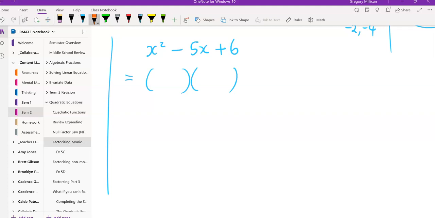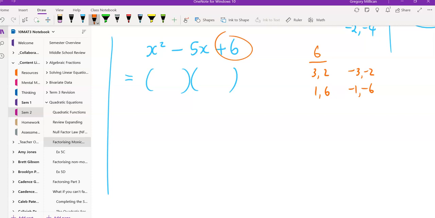So what factors are we looking for here? Factors of what? Positive 6. Okay, we're looking for factors of positive 6. This is the pattern that we discovered. Right? So what are my factors of 6? 3 and 2. What else? What are the other factors of 6? 1 and 6. Okay? But I can also get negative 3 and negative 2 and negative 1 and negative 6. Couldn't I?